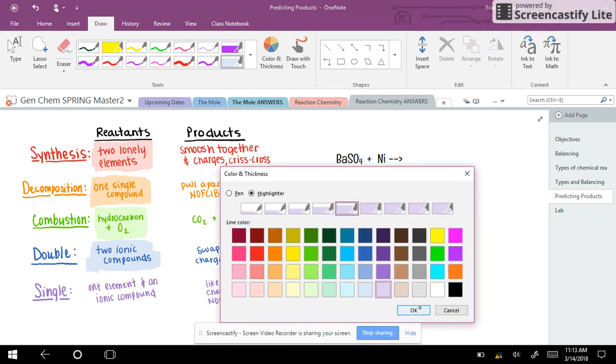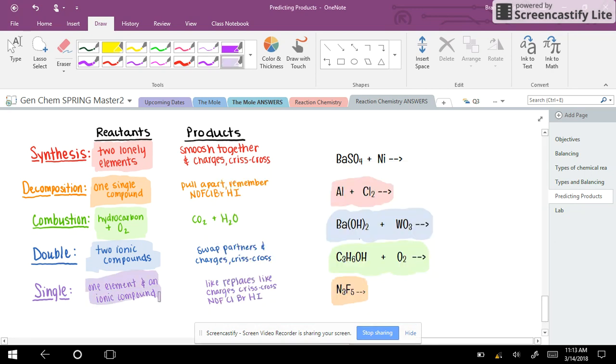And last but not least, we have single replacement, where we have 1 element plus an ionic compound, because we have a single element replacing another. Again, you just have to look for those things to identify it. So here I see an ionic compound, barium's on the left side of the periodic table. So barium sulfate plus nickel. Nickel is an element, and barium sulfate is an ionic compound. So given any reactants, we can identify what the type of reaction is. And once you know that, then you can go on to doing the products, which we'll do in the next video. Thanks, guys.